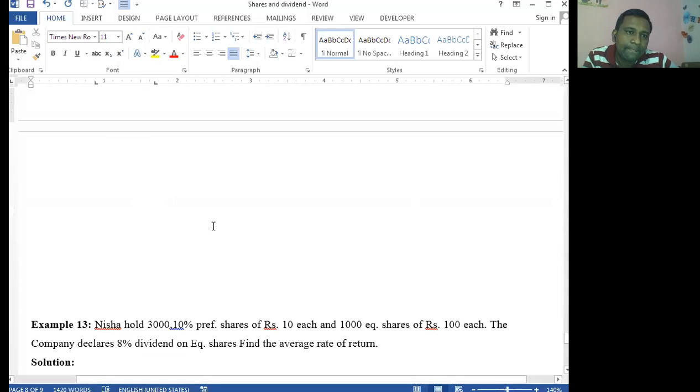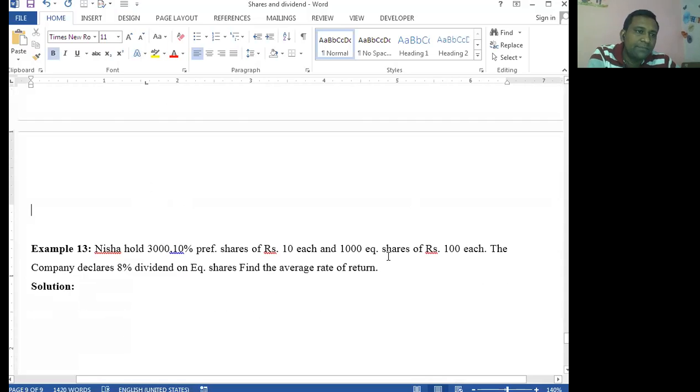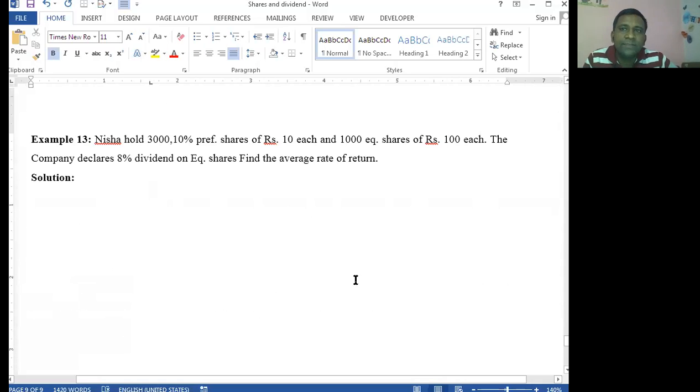Okay. Another example, number 13. The similar example is given here. Nisha holds 3,000 10% preference shares of rupees 10 each. The rate of dividend is 10% on preference shares. How many shares are held by Nisha? 3,000 preference shares. And what is the face value per share? Rupees 10. And similarly, 1,000 equity shares of rupees 100 each. The company declared 8% dividend on equity shares. Find the average rate of return.